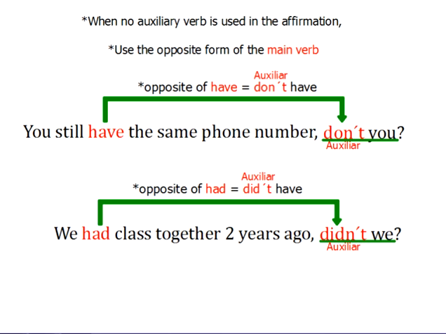Didn't we? So again, when you don't see an auxiliary, you need to think, well, what's the main verb and what's the opposite of the main verb? And that's the auxiliary that you need to use. So in this context, don't and didn't.